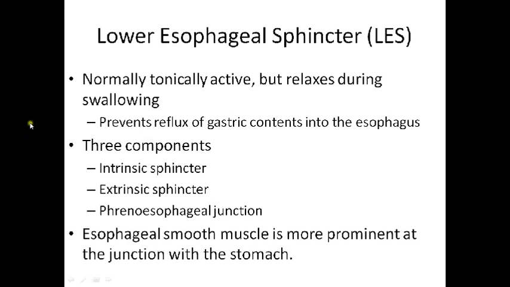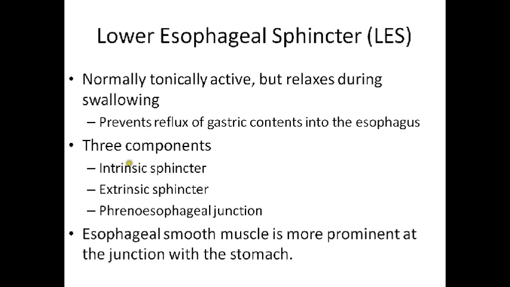Important anatomical structure: the lower esophageal sphincter. You may have heard me mention this in class. This is normally active, but relaxes during swallowing. That's important to remember: it relaxes during swallowing, and it prevents reflux of gastric contents into the esophagus after the bolus passes that sphincter. It contracts. There are 3 components: the intrinsic sphincter, the extrinsic sphincter, and the pharyngoesophageal junction.